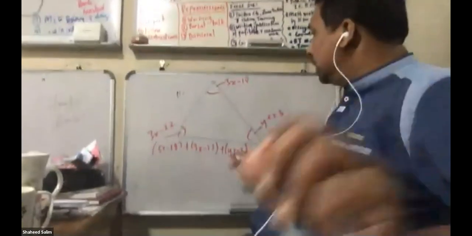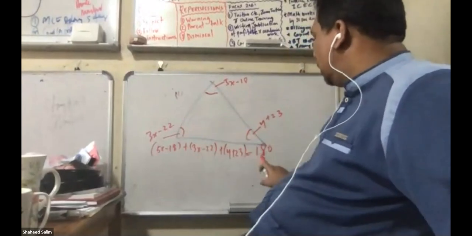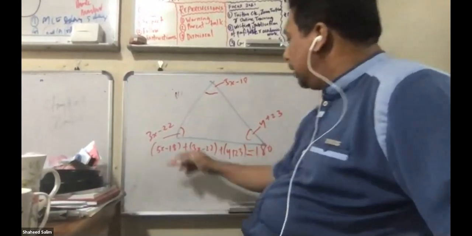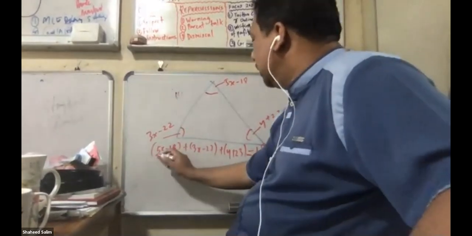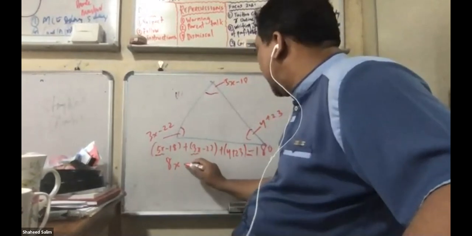Correct. Because these are the three angles, you see. This plus this equals to 180. So I put equals 180 here. Then I remove the bracket and simplify. You get 5x, 3x, 8x plus y.